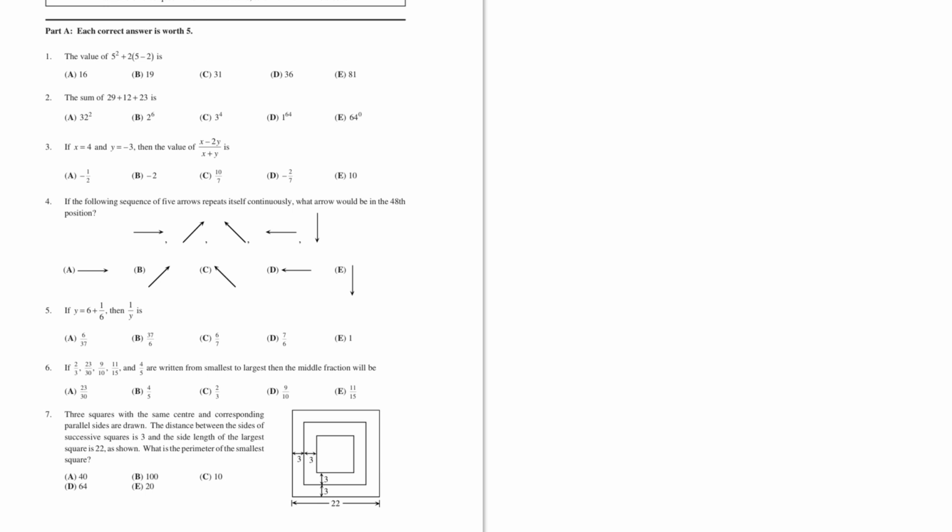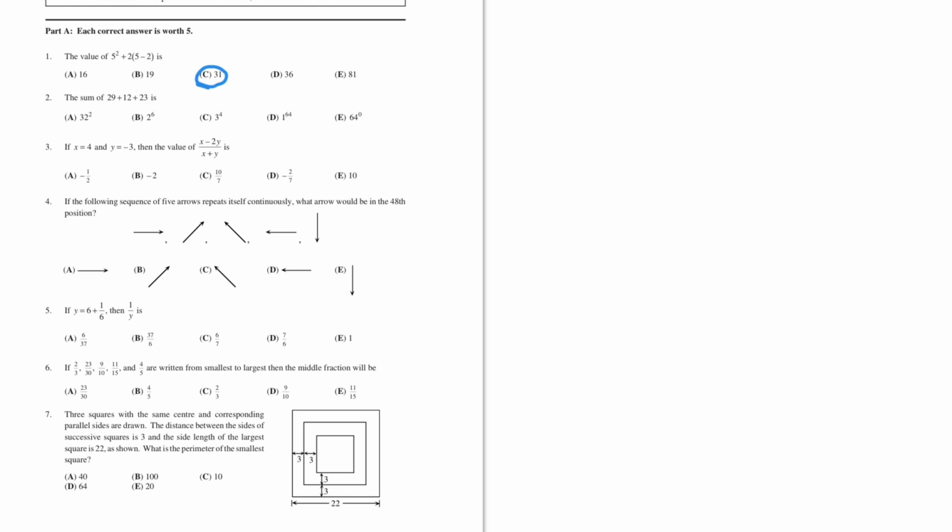Number 1, the value of 5 squared plus 2 times 5 minus 2. By the order of operations, we do the bracket first: 5 squared plus 2 times 3. And 5 squared is 25, plus 2 times 3, that's 6. Therefore, that's 31. That's the answer C.